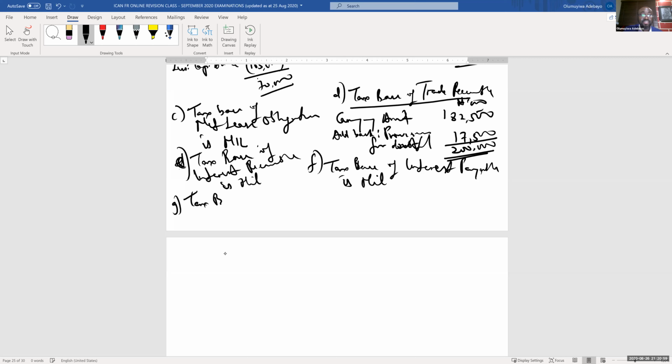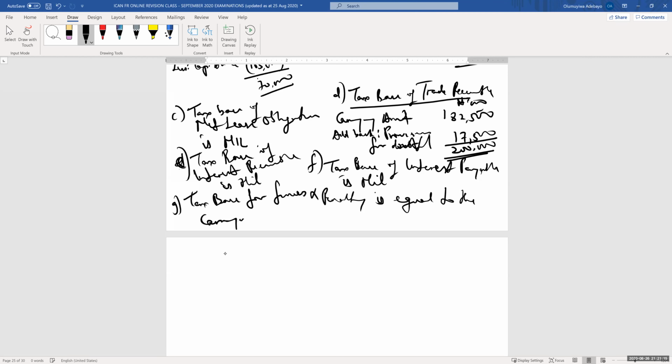Now, what is the tax base for my fines? The tax base for fines and penalty is equal to the carrying amount of how much? 25 million. Now, what does that signify? Because the law says that fines and penalty will never and ever be allowed for tax purposes. It means such a difference is a permanent difference.